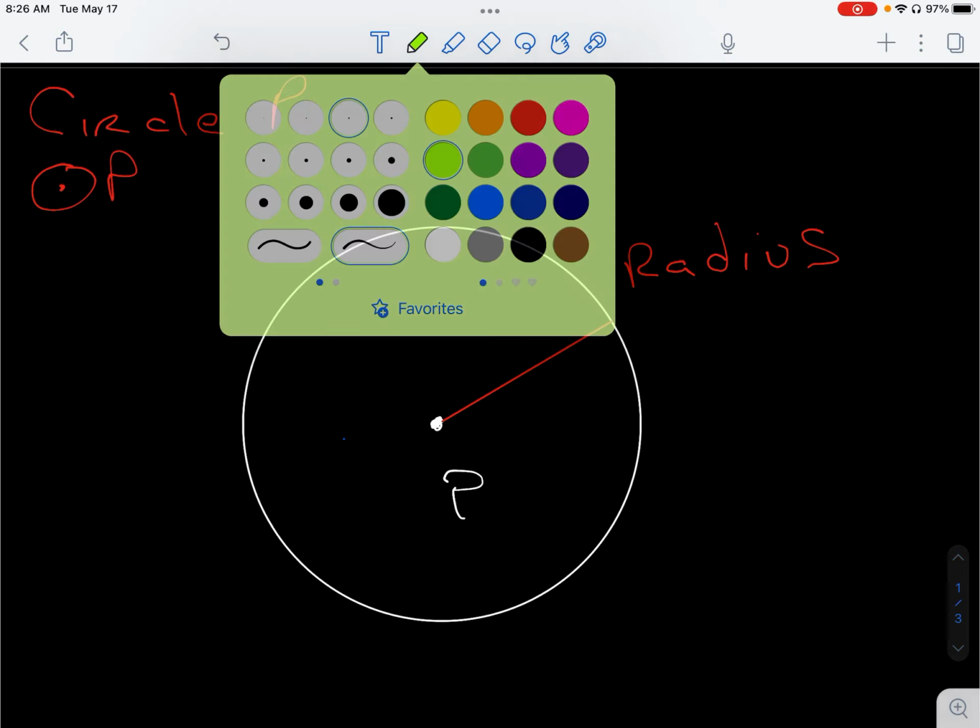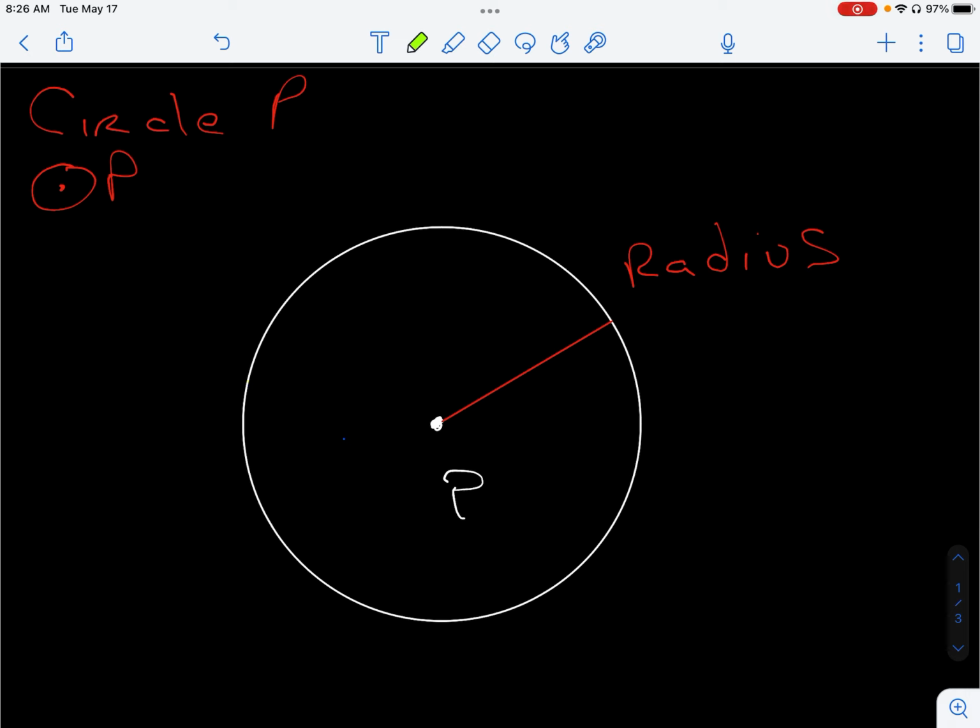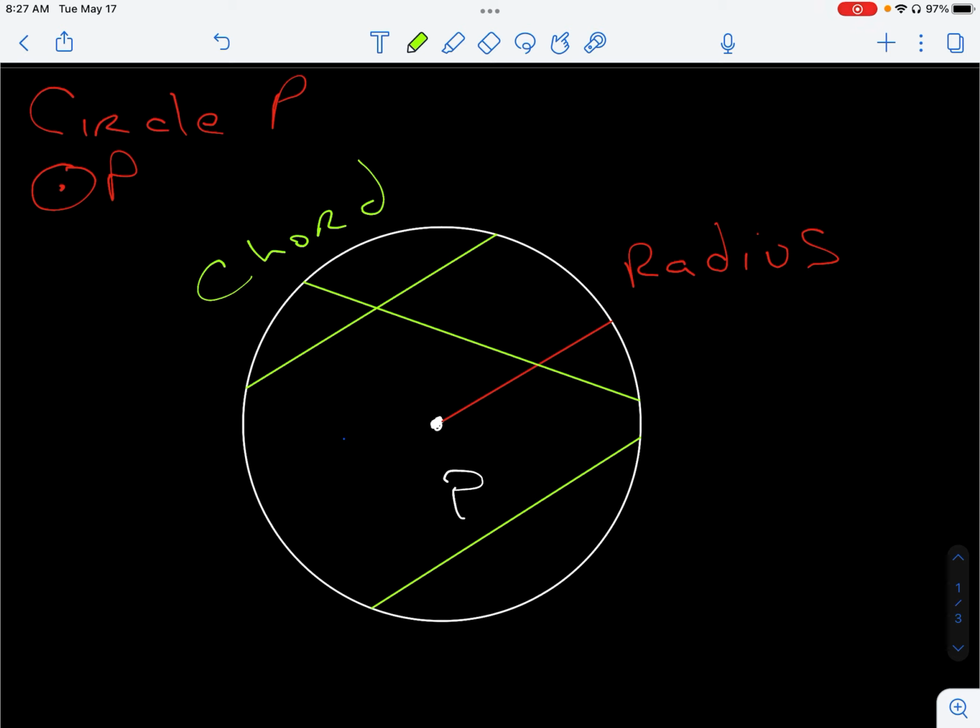All right, let's get a different color here. Our second segment is called a chord. And a chord is a line segment with endpoints on the circle. And we can have one here, we can have one here, we can have one here. The only thing important is that the endpoints are on the circle.